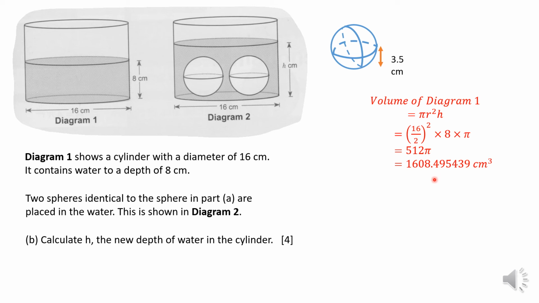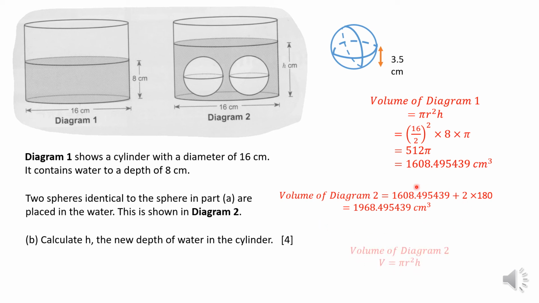So you get 1,608 point so on and so on cubic centimeters. That's the volume that you have now. So the moment you insert the spheres, the volume of diagram 2 has to increase. Remember from our previous answer, we know that the volume of one of these metal spheres was about 180 cubic centimeters. So two of them is 360. So I'm going to add them. So now the volume here is 1968 point and so on.